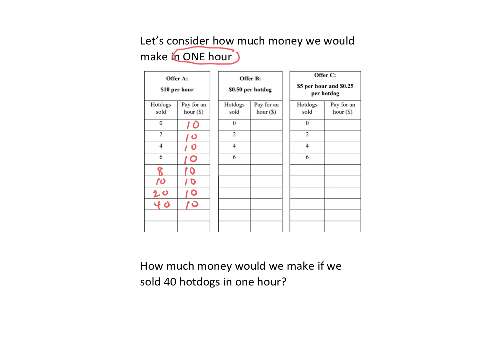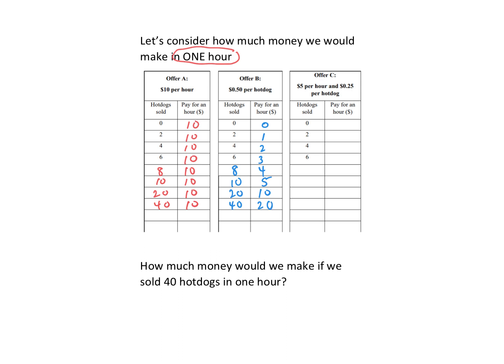Okay. In offer B, we get 50 cents per hot dog. So we don't get an hourly wage, but we get money for selling the hot dogs. So if I sell 0 hot dogs, I'm going to make $0. If I sell 2 hot dogs, I get 50 cents per hot dog, so that's $1. If I sell 4 hot dogs at 50 cents, that's $2. If I sell 6 hot dogs, I get 50 cents per hot dog, that's $3. 8 hot dogs would be $4, 10 would be $5. If I sold 20 hot dogs, I'd make $10, 20 times 50 cents. If I sold 40 hot dogs, I'd make $20, 40 hot dogs times 50 cents.